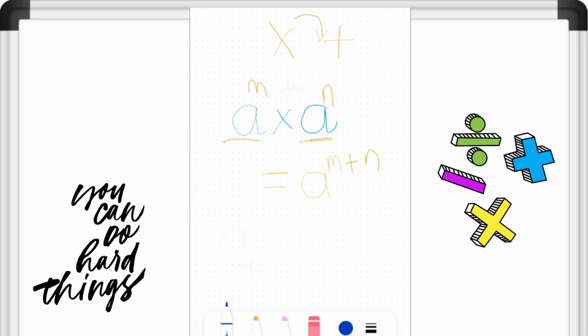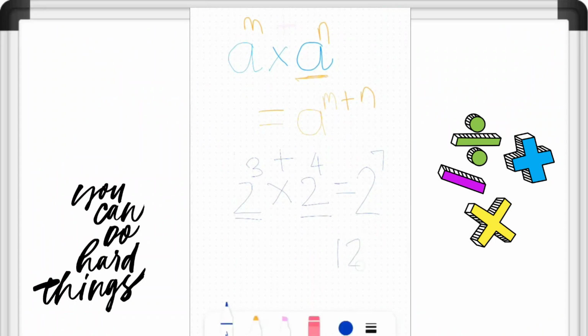Let's look at it in number form. So 2 to the power of 3 times 2 to the power of 4. Because the bases are the same, I just have to add the exponents. That gives me 2 to the power of 7. Now if I calculate that, it gives me 128. So 2 to the power of 7 is the same as 128. Let me see if I'm correct. 2 to the power of 3 is 8, and 2 to the power of 4 is 16. So if we calculate 8 times 16, that gives me exactly 128. Therefore, this law is proven correct.